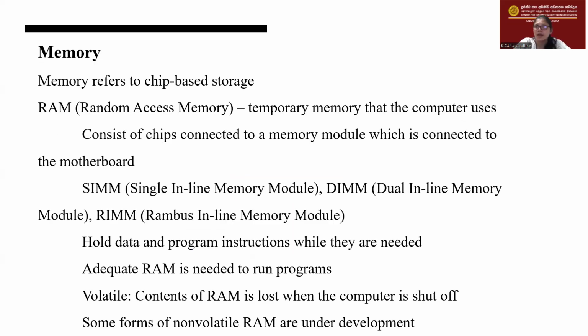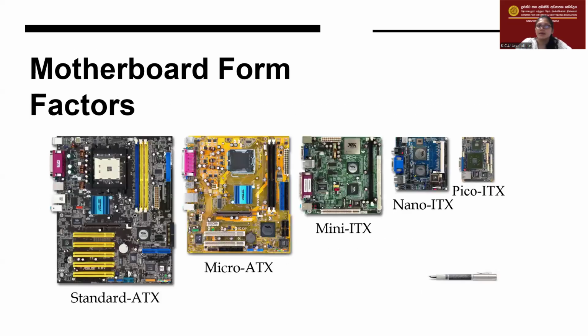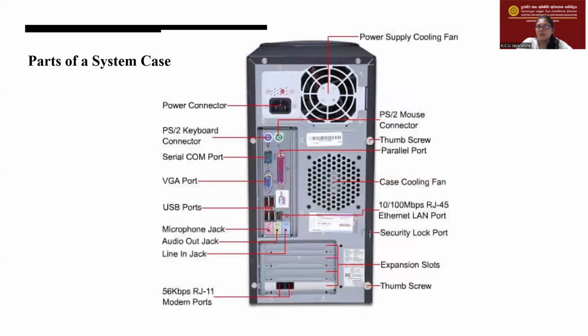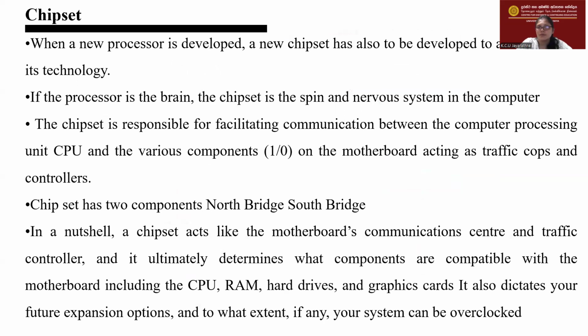Mainly we identified what RAM is. What does the RAM do, and what are the different types of RAM? What are the main form factors in the motherboard, and how do they differ? We already identified the motherboard, the parts in the motherboard as well as the parts of the system case, and finally we identified what the chipset is also.